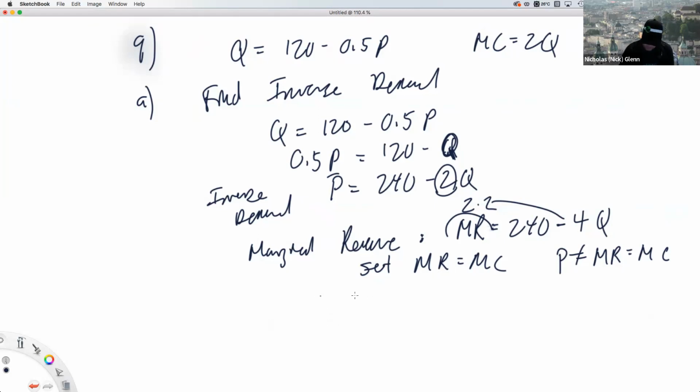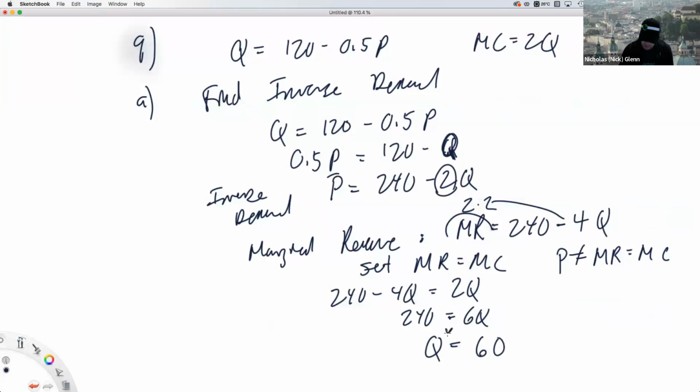Let's see here. So marginal revenue we said was 240 minus 4Q. Marginal cost we said was 2Q. So if we add 4Q to both sides, we get 240 equals 6Q. Divide both sides by 6, we get Q equals 60. That's our profit maximizing quantity.